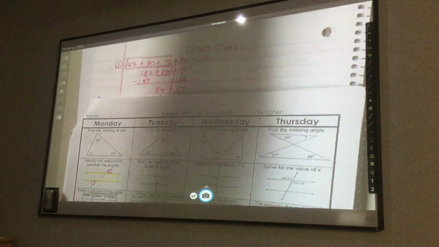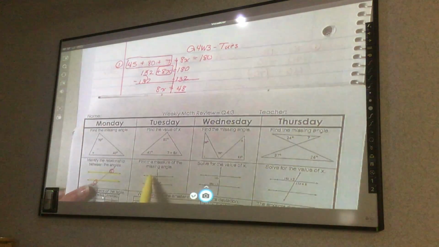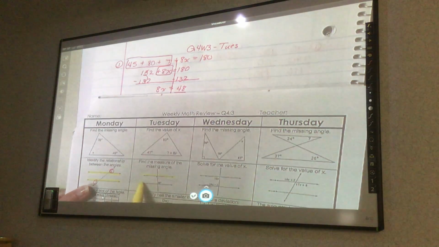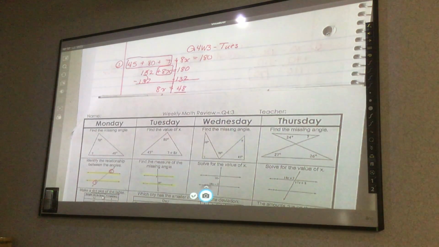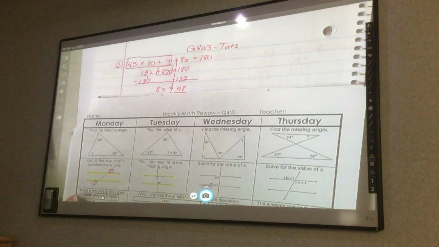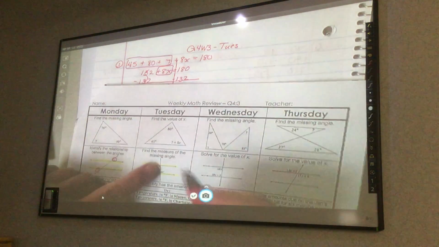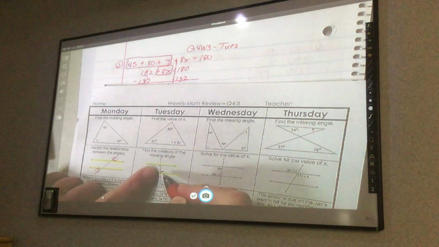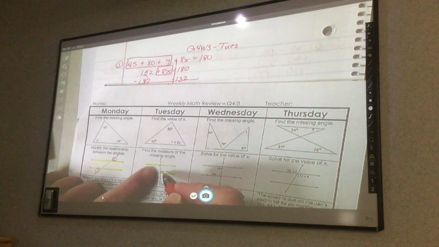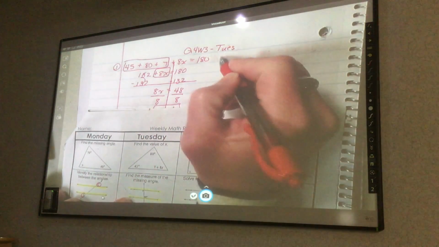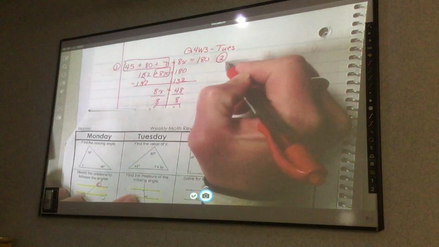Number 2, you need to look at your parallels, then look at the angles. And I want to know what kind of angles these are. Are they interior or exterior? And are they corresponding or alternating? So I want you to write that down if you didn't.